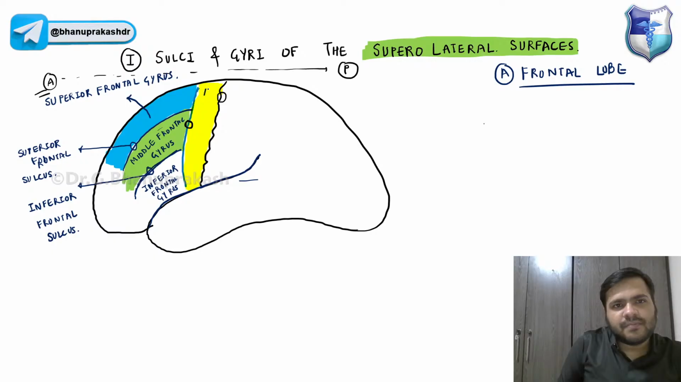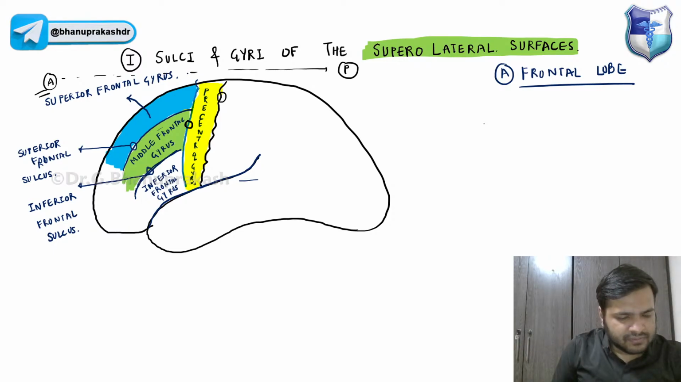You already know this is the pre-central gyrus, right? It is in between the superior frontal sulcus and this is the pre-central sulcus. Aur ye wala kya hai? Central sulcus hai. The central sulcus, right?